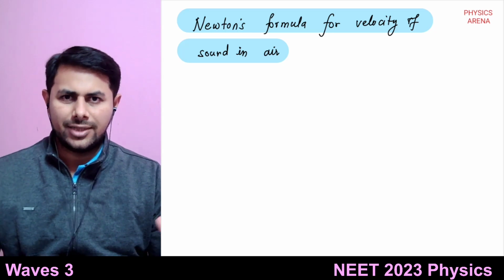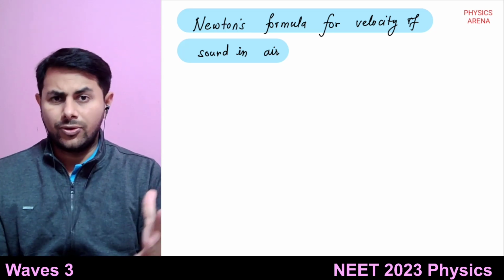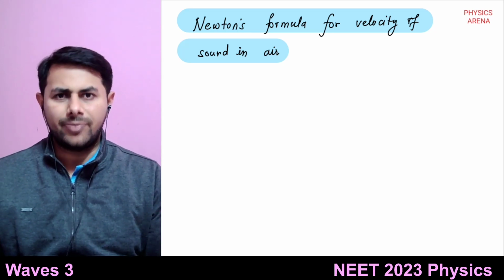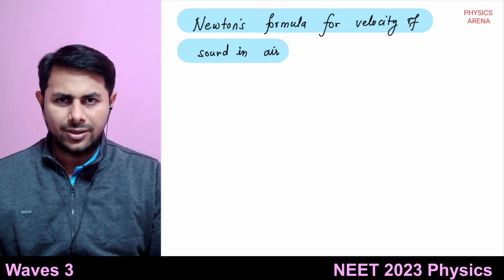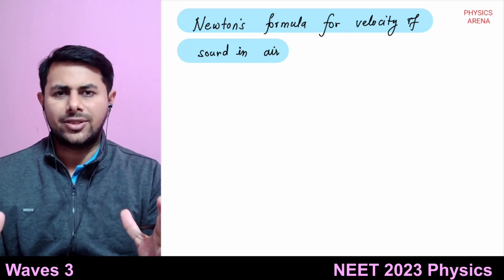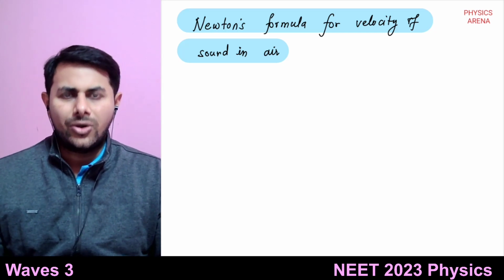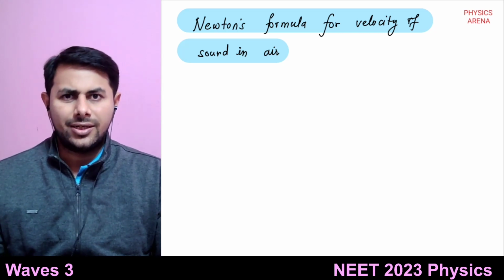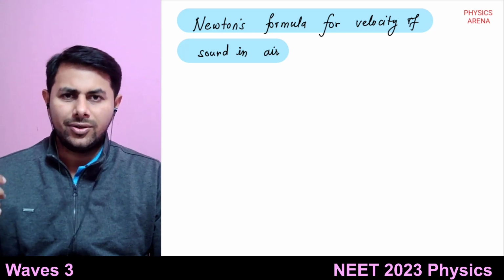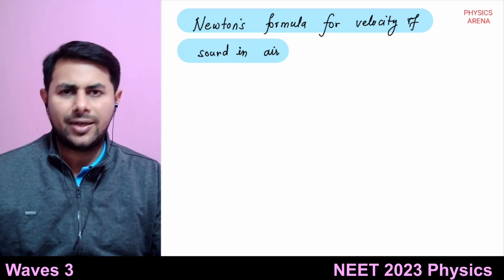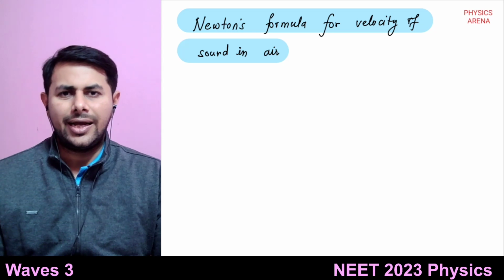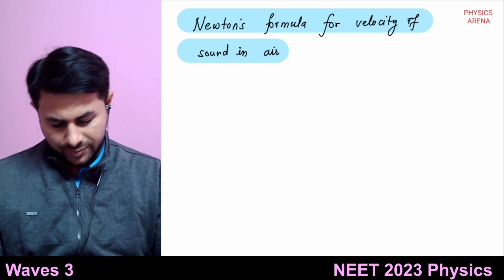Okay. In case of compression, because of collisions of particles of air, there is some heating. And in case of rarefaction, there is some cooling. All right. So according to Newton, this heating and cooling in compressions and rarefactions is an isothermal process.